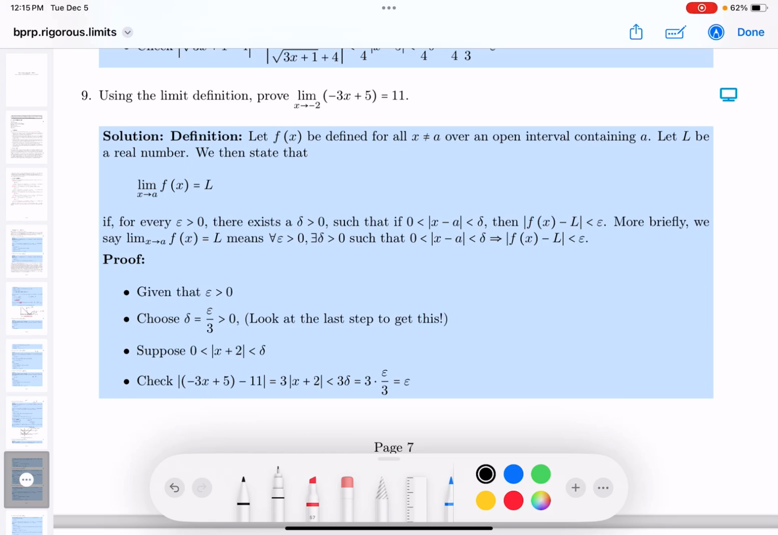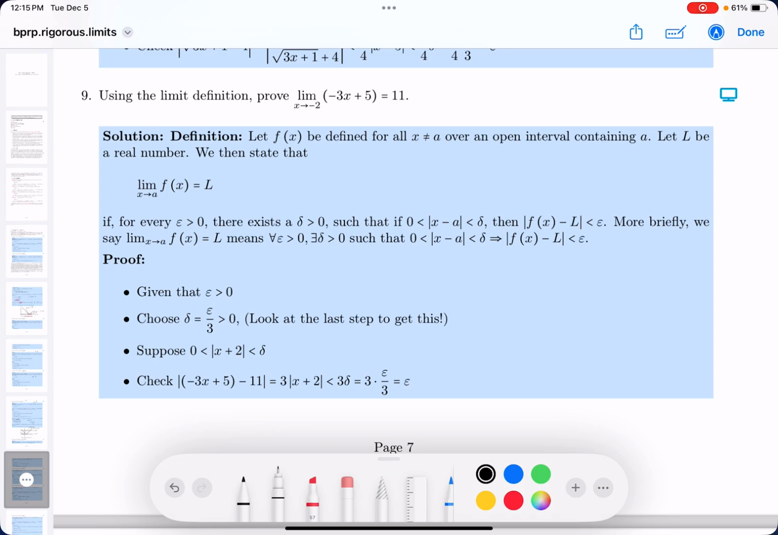Okay, number 9, it seems like a reasonable question, by the way. It says using a limit definition, prove that as x approaches minus 2 of this function, which is minus 3x plus 5, is equal to 11. And minus 2 is finite, 11 is finite. So it's the traditional epsilon delta definition.